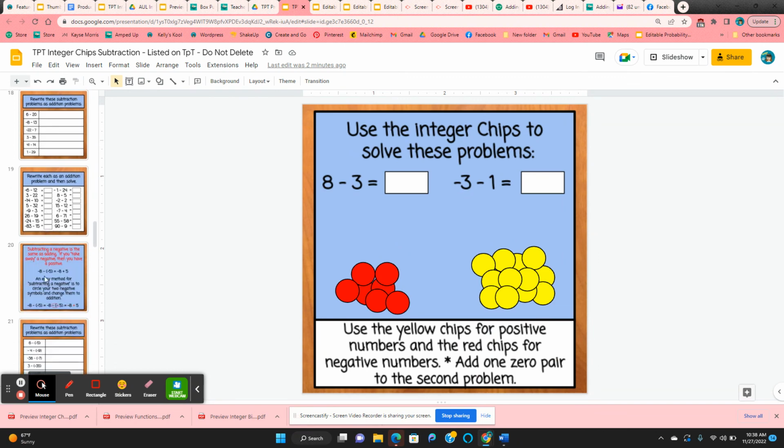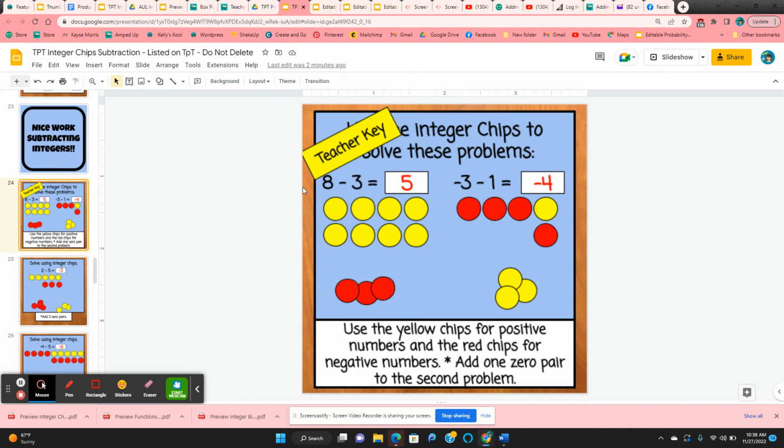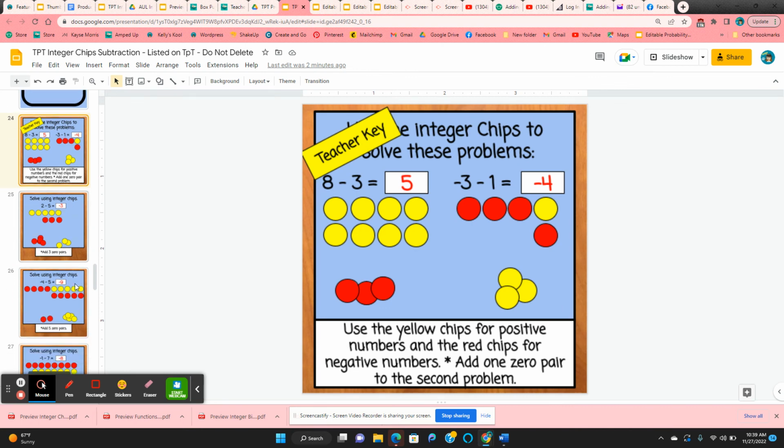So I'll come down here to where it shows the answers and the teacher key. 8 subtract 3, that's pretty easy. You just take away 3 chips. But negative 3 subtract 1, well, you can't subtract 1 if you don't have 1 positive. So you have to add a zero pair. When you subtract that 1, it leaves you with negative 4.